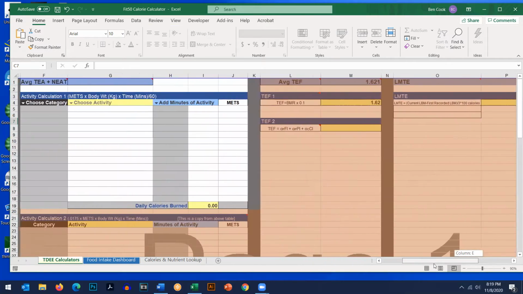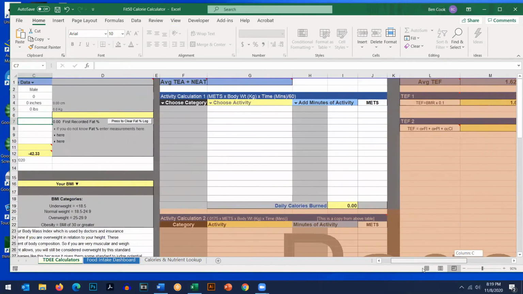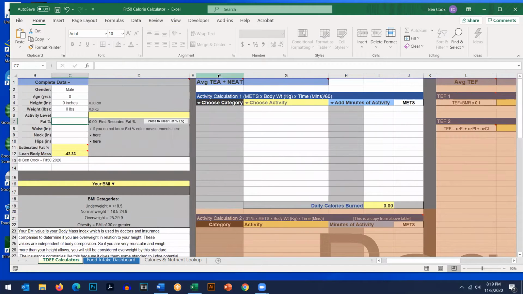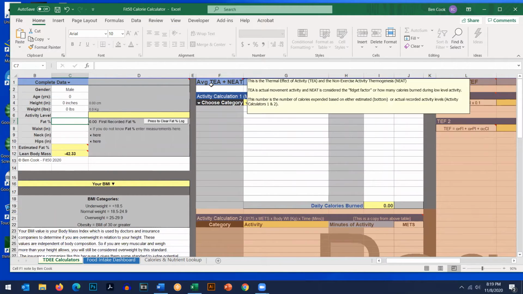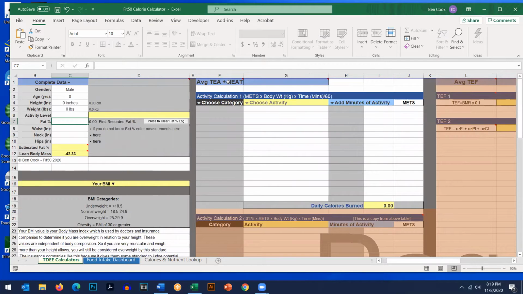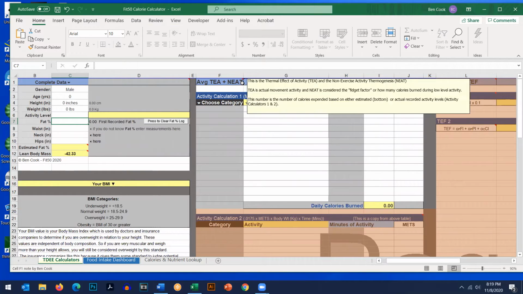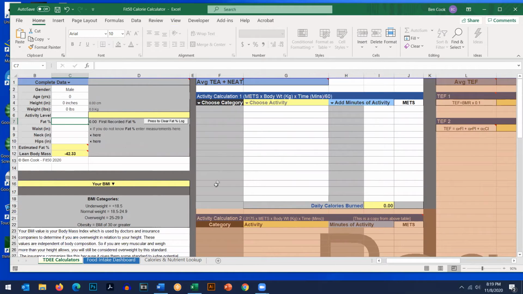Then the second layer of this is going to be our activity. And our activity, this is our thermic effect of activity, and our non-exercise activity thermogenesis. And here's a red triangle here, and you can get some information on that. But right here, you could load all your daily activities in, including sleep and sitting and working at your desk and talking on the phone and driving your car.